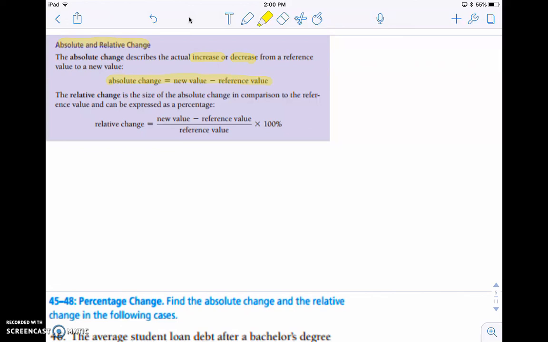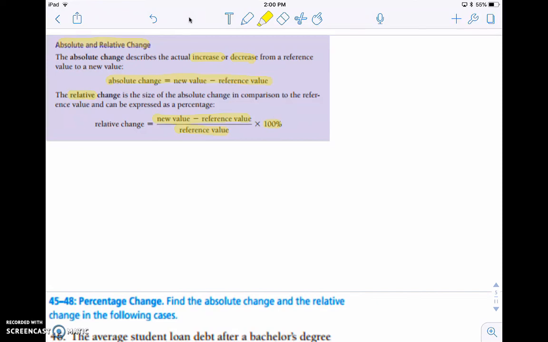Now, the relative change: when you see the word relative, that usually incites a percentage. The relative change is the size of the absolute change in comparison to the reference value. The size of the change in comparison to where we started is another way to think of it. It can be expressed as taking the difference, the absolute change, new value minus reference value, dividing that by the reference value, and then multiplying by 100 to get a percentage.